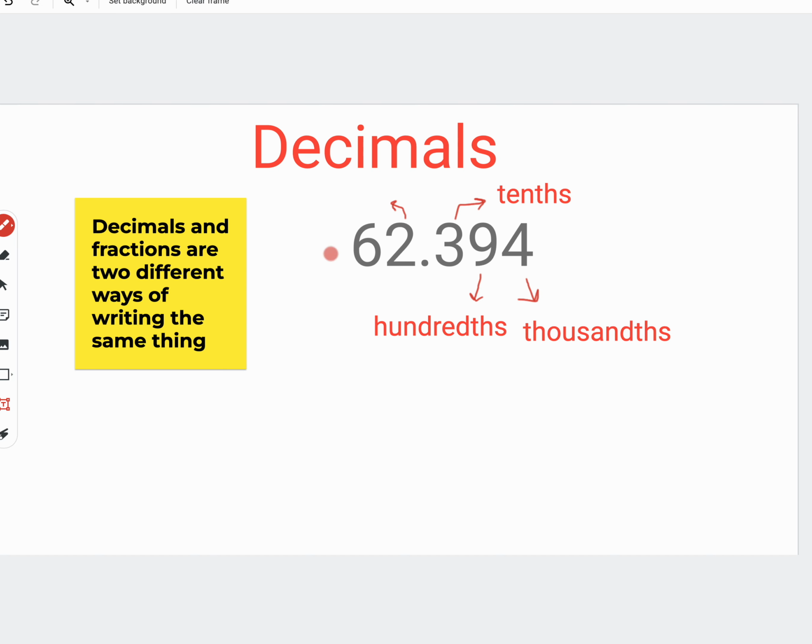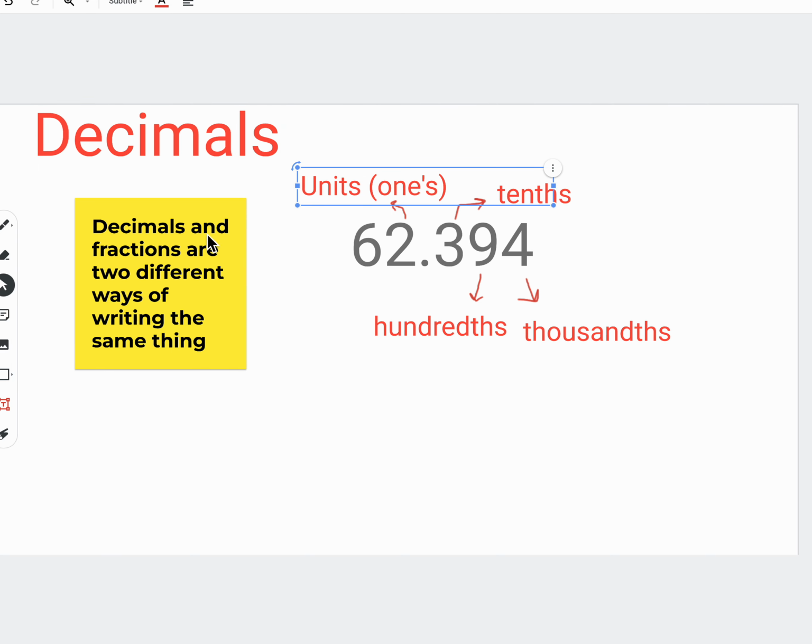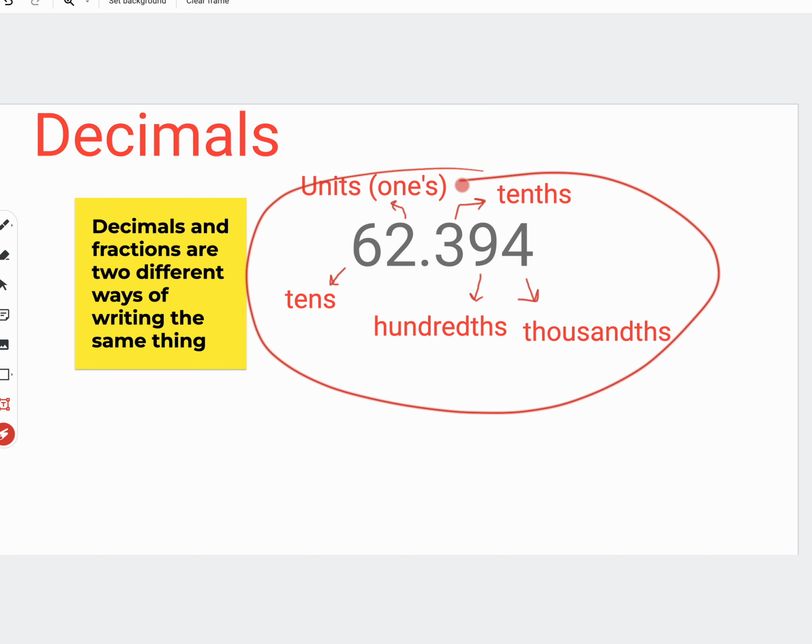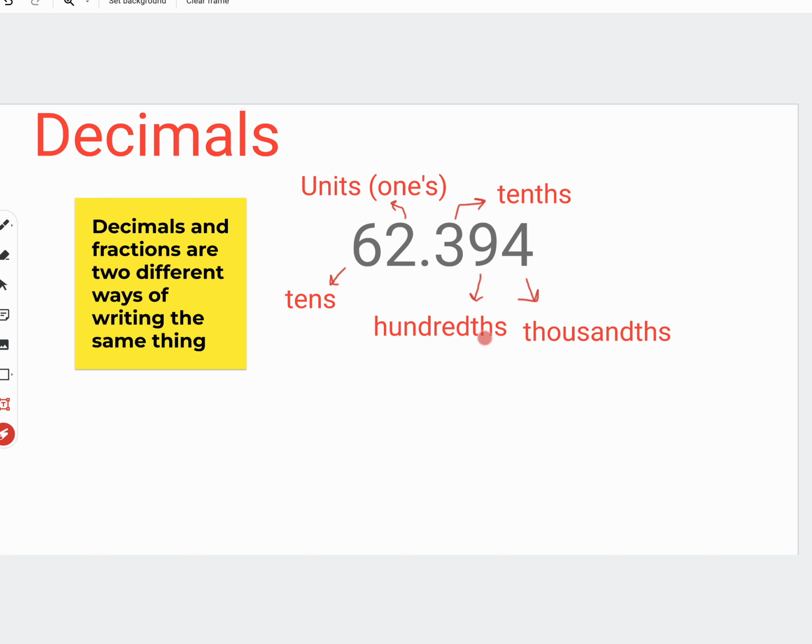This will be our units or ones place. And 6 will be our tens place. And it goes on from here. We have the hundredths place, the thousandths place, the ten thousandths place, and on and on. Here we are only looking at these today, our thousandths, hundredths, tenths, ones and tens.